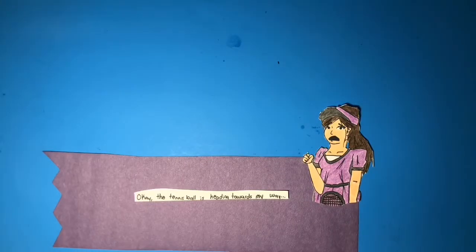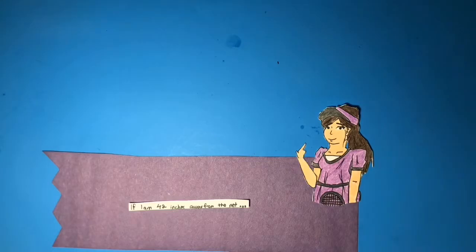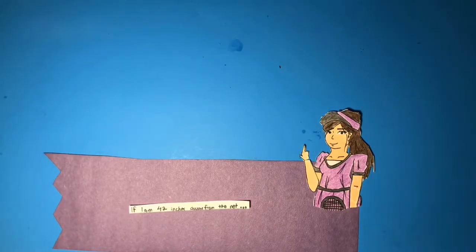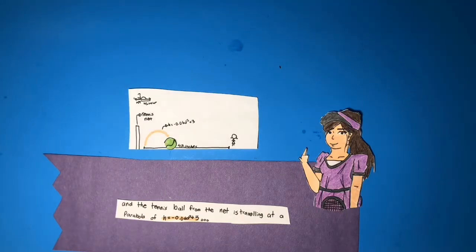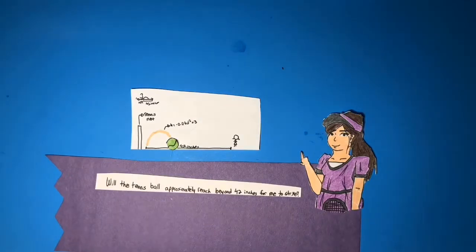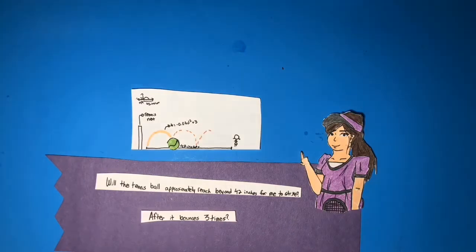Okay, the tennis ball is heading my way. If I am 42 inches away from the net, and the tennis ball from the net is traveling at a parabola of h equals negative 0.06 d squared plus 3, will the tennis ball approximately reach beyond 42 inches for me to strike after it bounces 3 times?